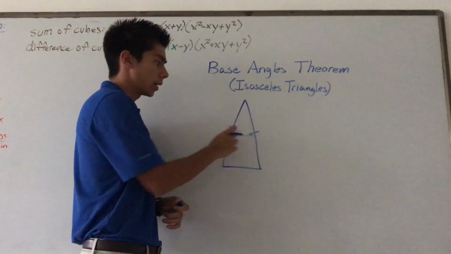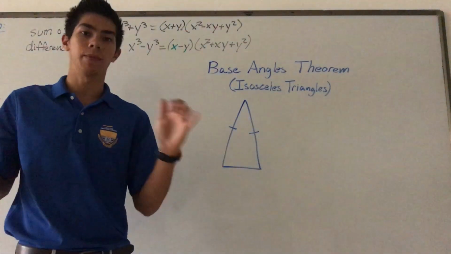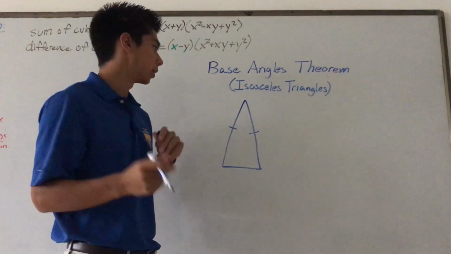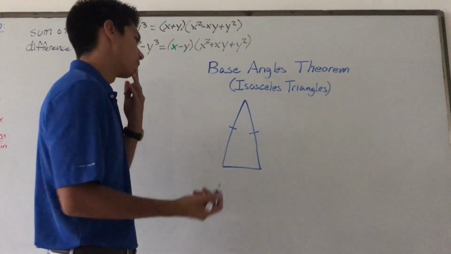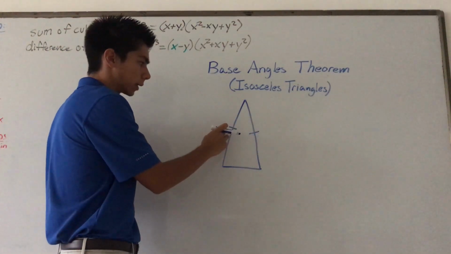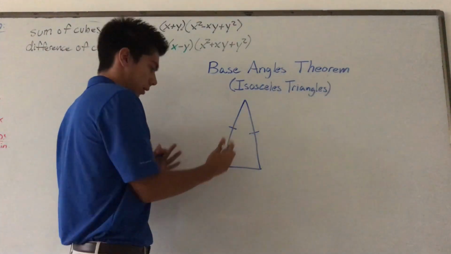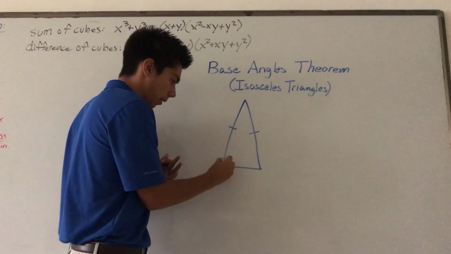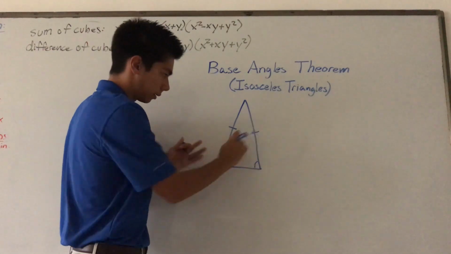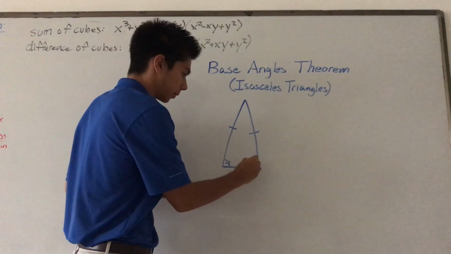So these little marks right here mean that this side and this side are the exact same length, and we use these little marks to signify that they are congruent. Now the base angles theorem tells us that in isosceles triangles, when we have one side congruent to the other, the base angles, so this angle right here and this angle right here, so the two angles opposite of the sides, these two angles down here are congruent.